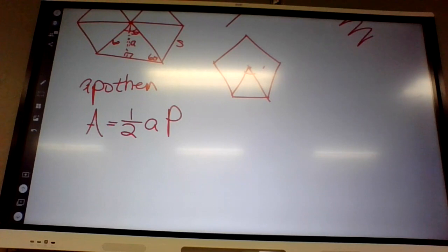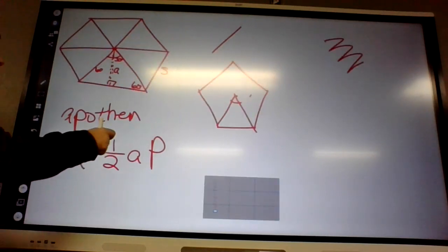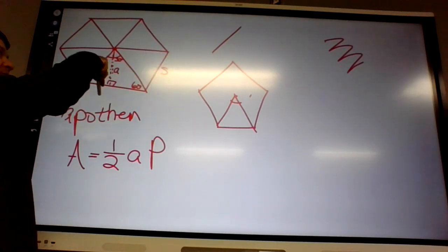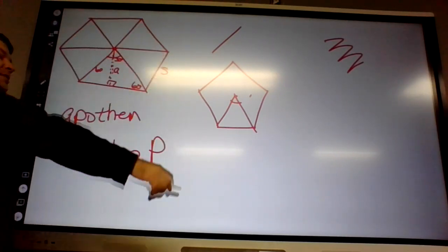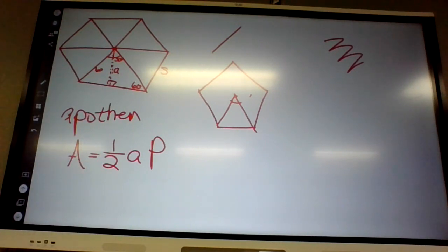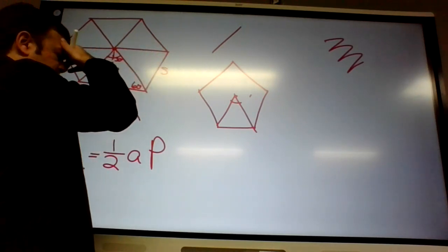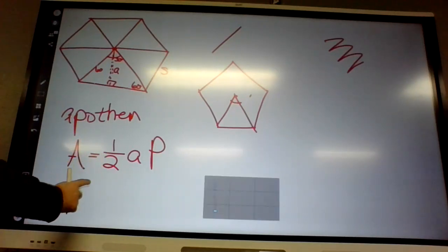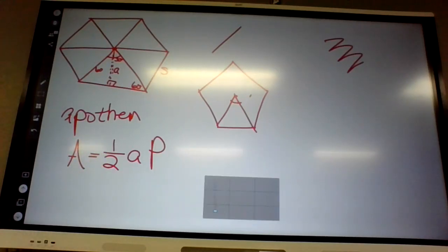How could we find the perimeter? Take the length of one side times the number of sides, right? Because it's a regular polygon, all the sides are the same. So the perimeter is just the number of sides times the length of each side. But anyway, yeah. So this is the formula. You do need to know that.